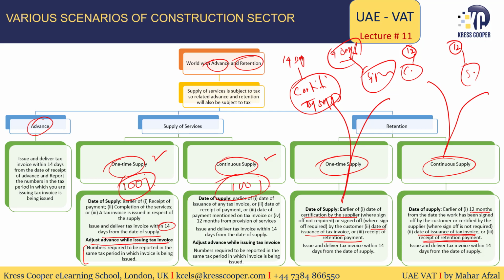So I personally feel this is not a good strategy, to delay the issuance of tax invoice. An invoice is required to be issued on a timely basis to get the money from the customer as soon as possible, because this is the VAT that you are getting from the customer. Ultimately you are paying it to the government, you are not paying from your pocket.